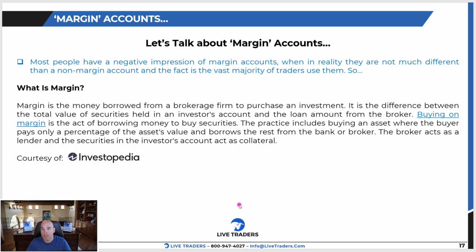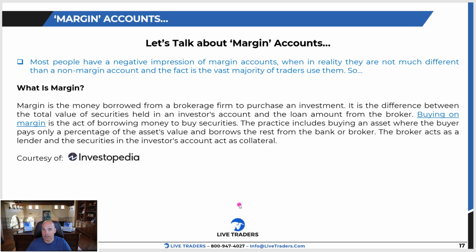Because quite frankly, 95% of the day traders I know have margin accounts. And the ones that don't, they're not good traders. Every good trader I know uses a margin account. Why? Because you can maximize profits that way. If you can get 2-to-1, 3-to-1, 4-to-1 leverage, and you use good money management, why wouldn't you want the leverage?